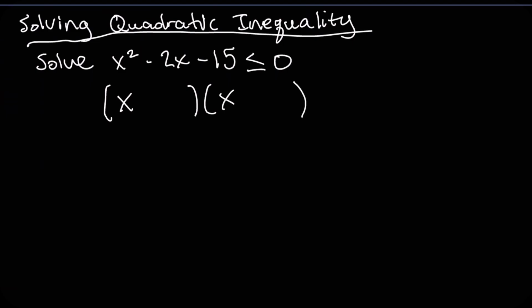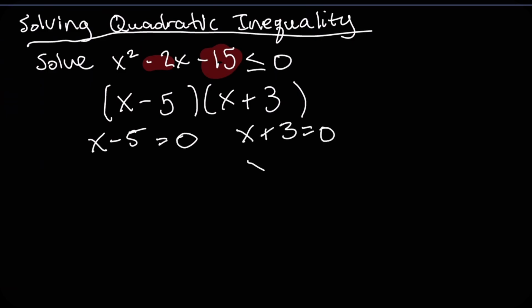We need two numbers, in this case, that multiply to negative 15, and when added or subtracted together, get us this negative 2. That's going to be a negative 5 and a positive 3, because negative 5 times 3 gives us negative 15, and then negative 5 plus 3 gets us this negative 2. Now, set these equal to 0. x will be equal to negative 3, and x will be equal to 5.